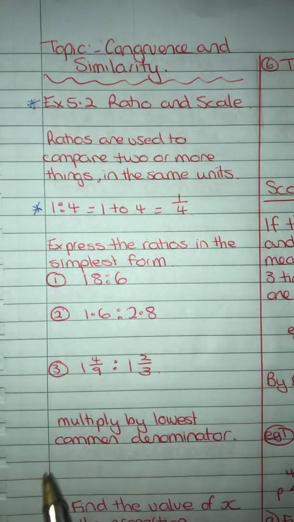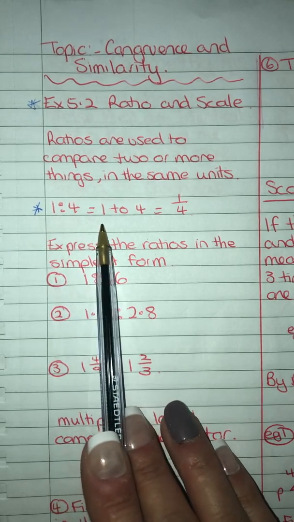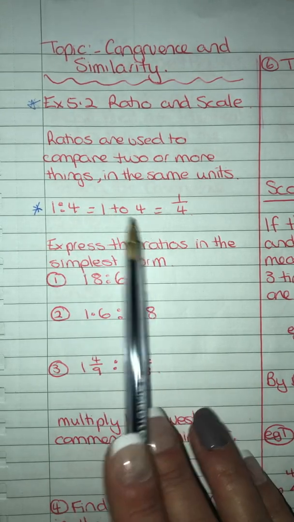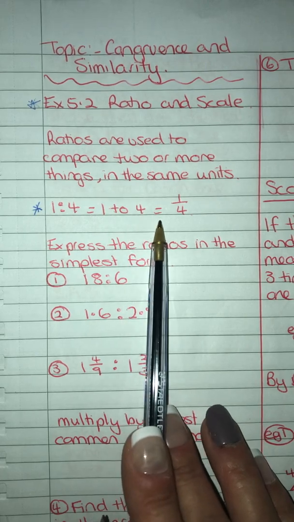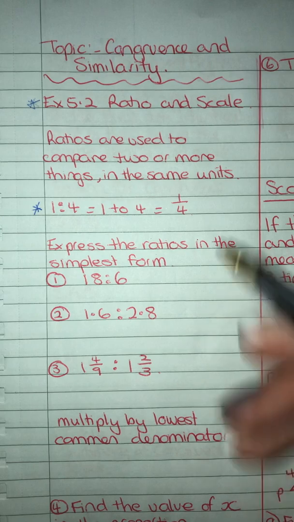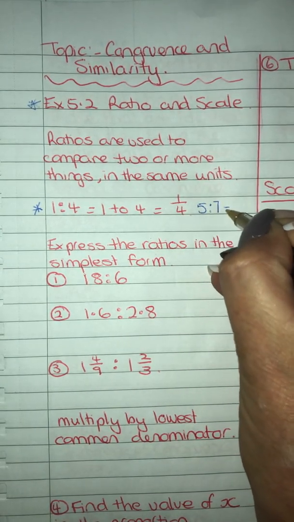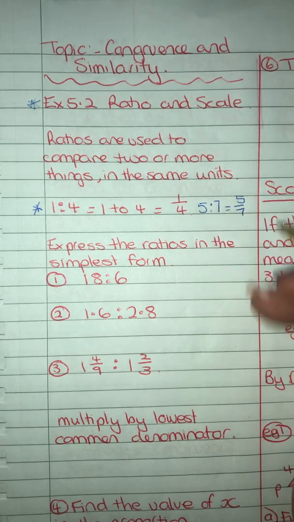So these all mean the same thing. 1:4 is equal to the way we say it. So we say 1 to 4. And it's also equal to the fraction 1/4. So if we have like 5 to 7, that's the same as 5/7.